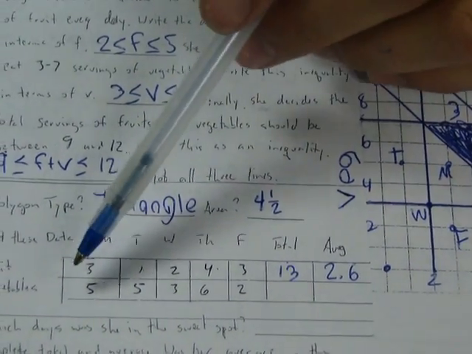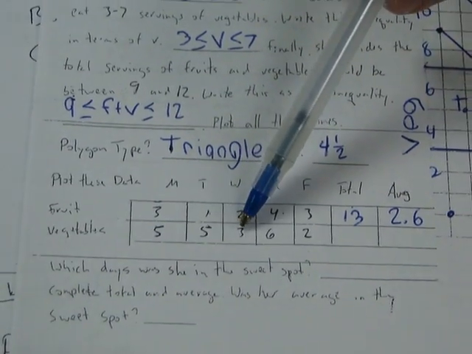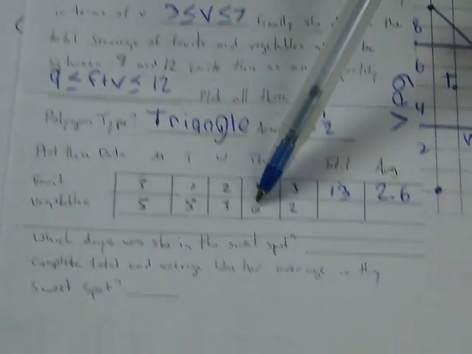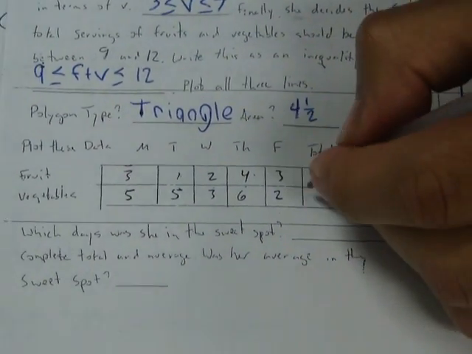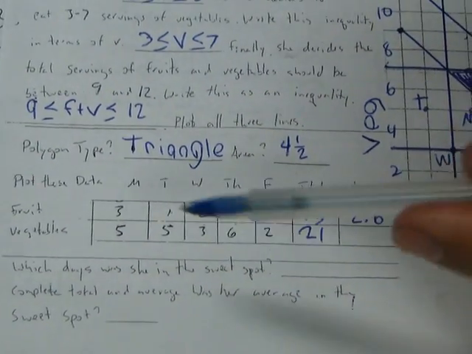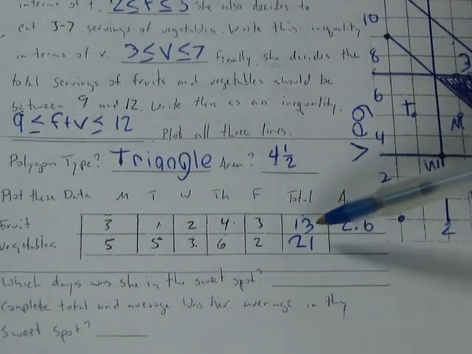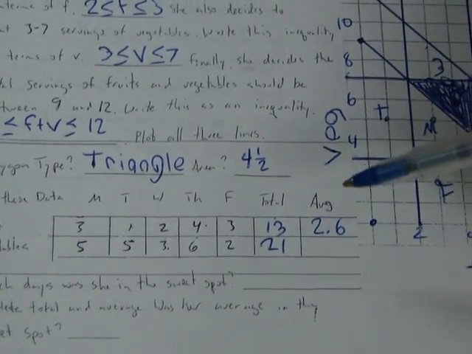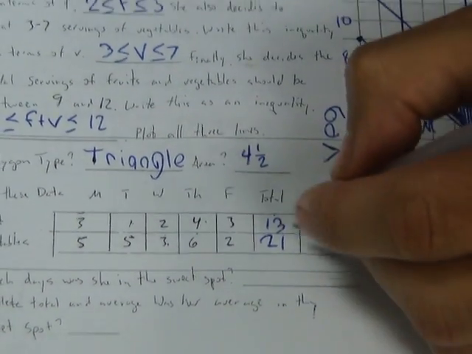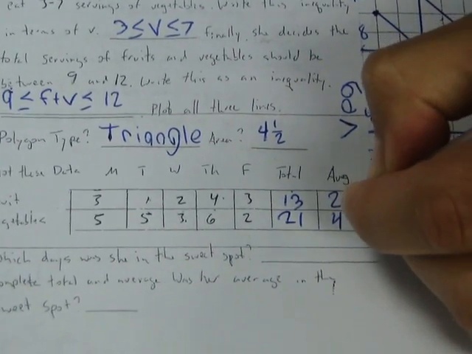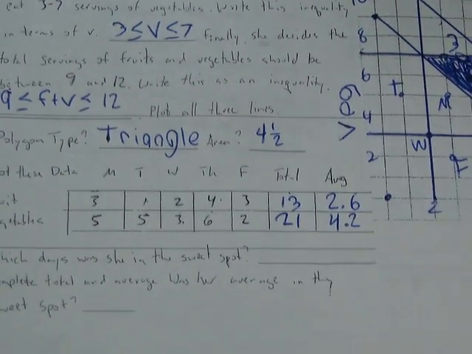Okay, same thing with the vegetables. 5 plus 5 is 10, plus 3 is 13, plus 6 is 19, plus 2 is 21. Let's check that again. 10, 13, 19, 21. So again, to divide by 5, you multiply by 2 and move the decimal over. So 21 times 2 is 42, so therefore 4.2 is your average.